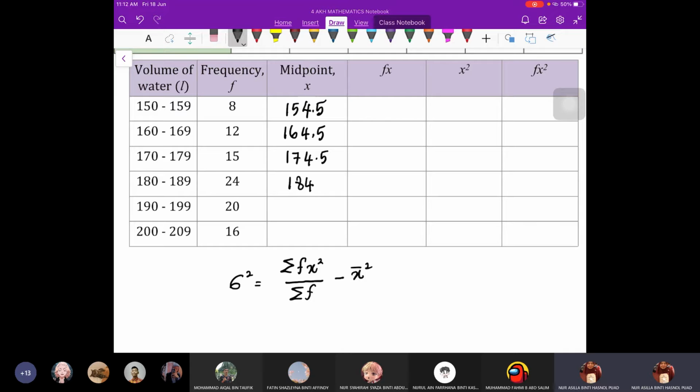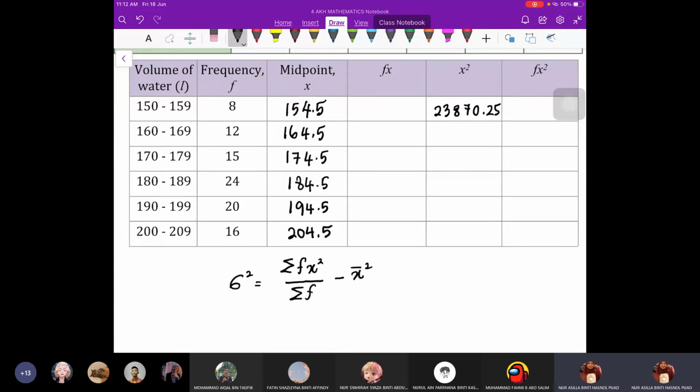Okay, 184, 194, 204.5. Okay, sekarang ready with your calculators. So buat dulu x square. X square, midpoint square. So 154.5 square give you 23870.25. Oh, nasib baik. Muat.